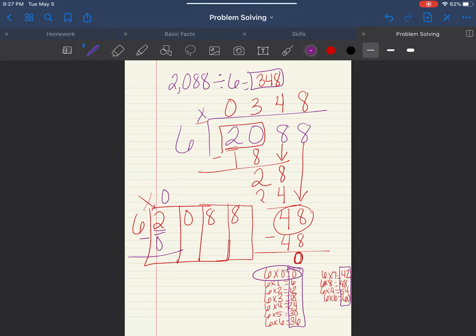The first one is a 2. I do not have a 2, so I'm going to use a 0. 6 times 0 equals 0. Subtract 2 minus 0 is 2. So I bring up, and now I have 20. The next, I don't have a 20, so I'm going to use 18. 6 times 3 is 18. Subtract 20 minus 18 is 2.